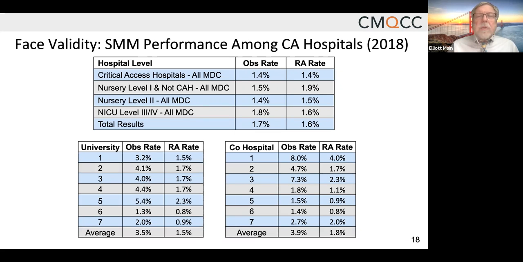And they also have very high rates of severe maternal morbidity unadjusted. The observed rate is averaging 3.9%. When you adjust simply for their comorbidities, which include mental health and substance use as well as other medical conditions, they also risk adjust down to a pretty average rate compared to the state as a whole, 1.8% versus 1.7%. Next slide.